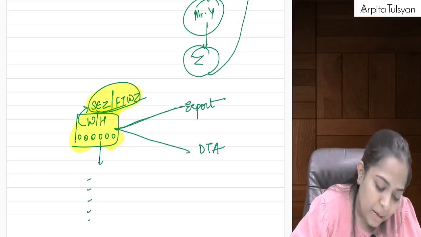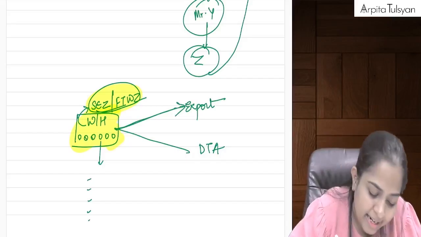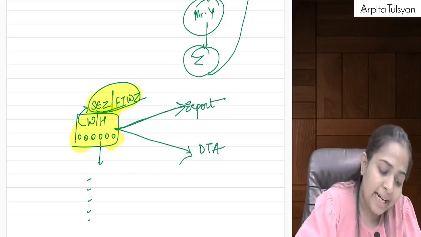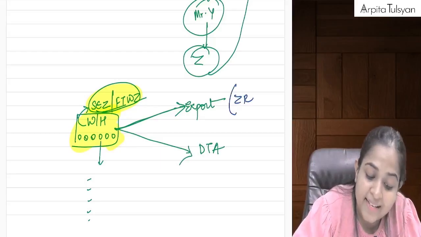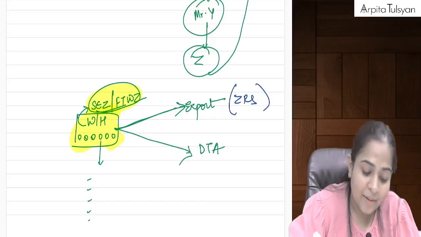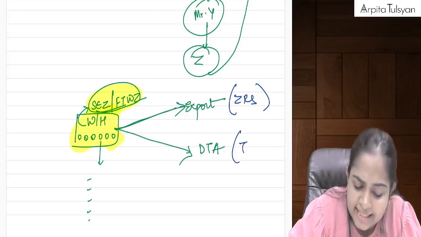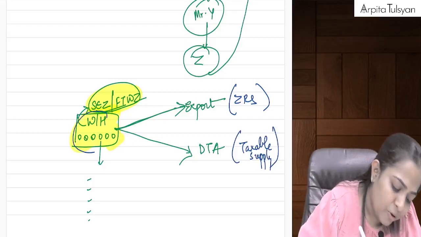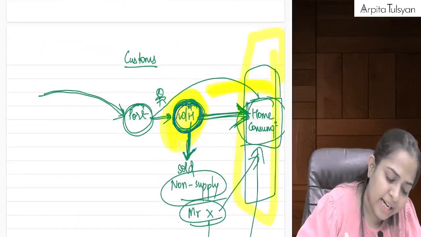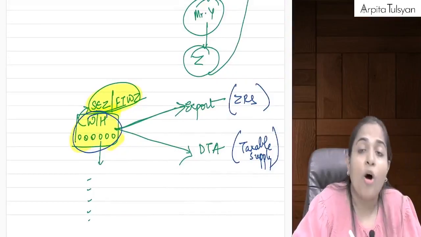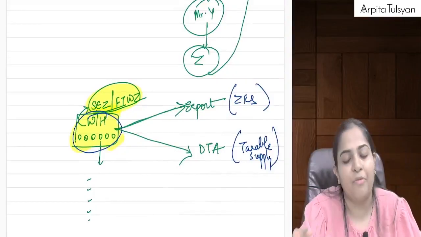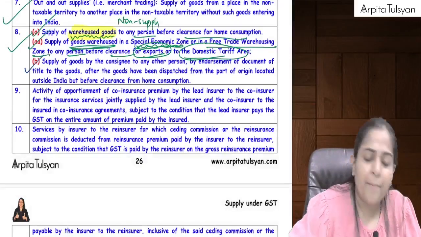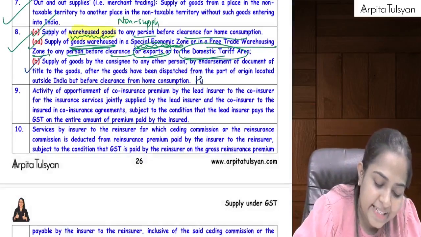But later, when that person exports the goods, or later when that person sells the goods in DTA, at that time GST will come into the picture. When that person exports the goods, that will be considered a zero rated supply, which we have already studied. And when that person sells the goods in DTA, that will be considered a normal taxable supply. But while the goods are kept in the warehouse, if you are selling it to someone, or that someone sells it to another someone, it will not be considered a supply.